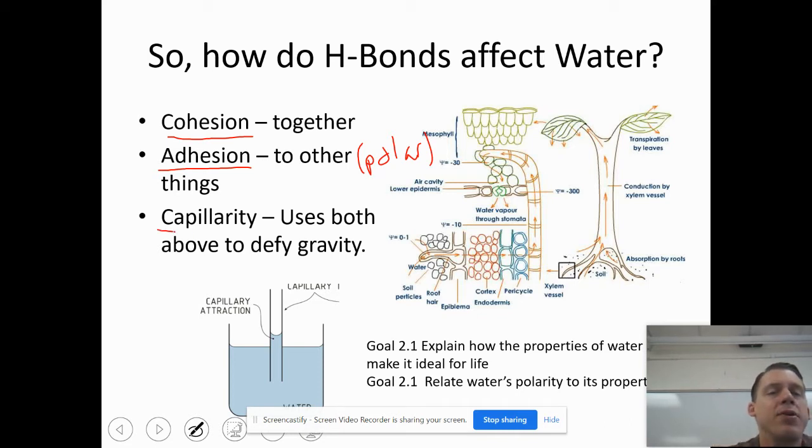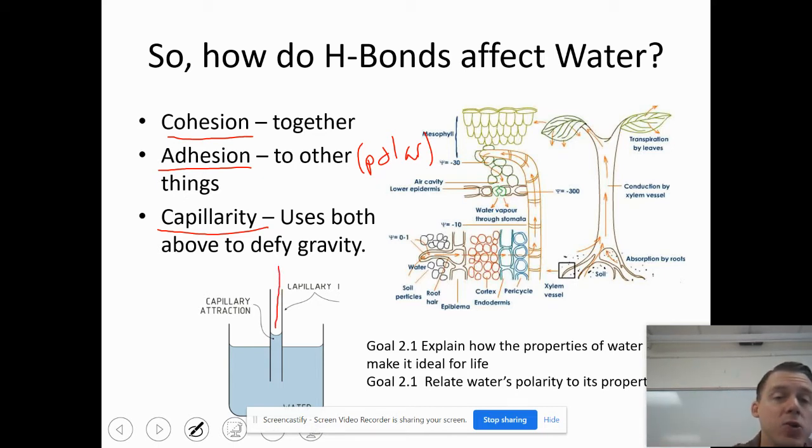A term, capillarity. Capillarity is something that's going to use both cohesion and adhesion to defy gravity. So what does that mean? You're actually going to be doing this in our lab. You'll have a capillary tube, which is a very thin tube that is open on both ends. And when you stick the tube in water, water is going to stick to itself. What is that called? That's cohesion. And it's going to stick to the sides of the tube. Because the tube is so narrow, gravity is not going to push the water down.